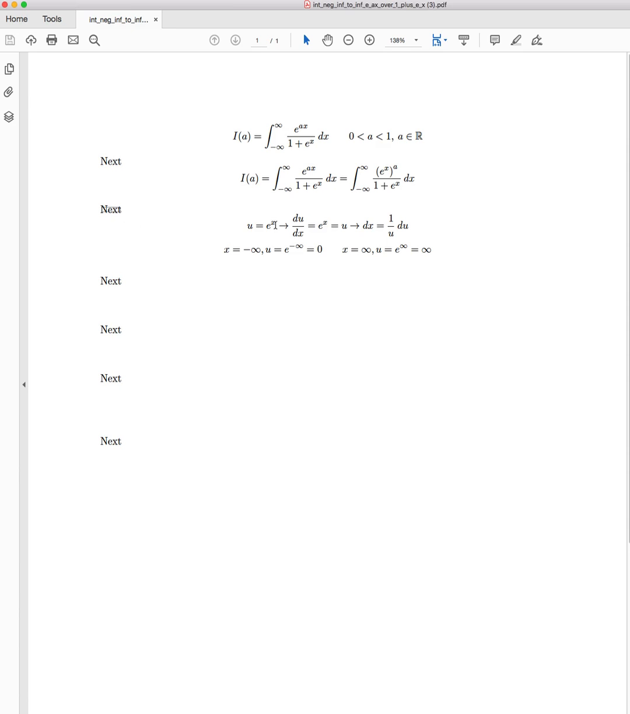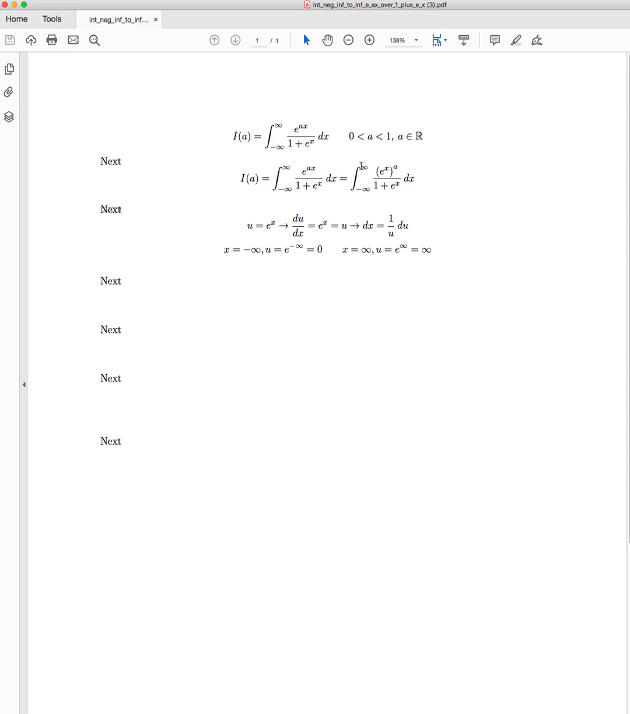So u is equal to e to the x. Rearranging, if we bring the dx up to here, we've got u dx, and then divide it through. We have dx is equal to 1 over u du. So we know that we're going to replace this with u, we're going to replace this with u, and this is now going to be replaced with 1 over u du.